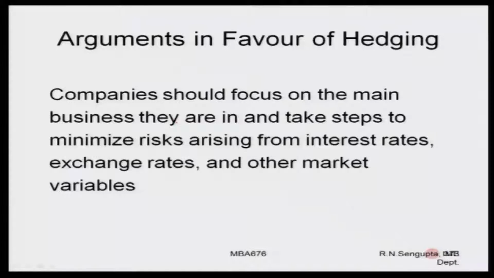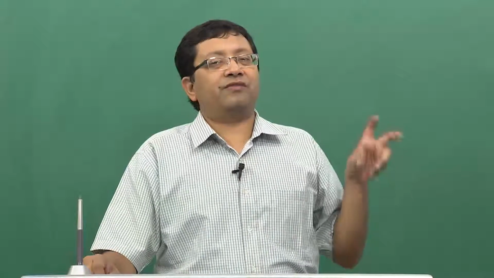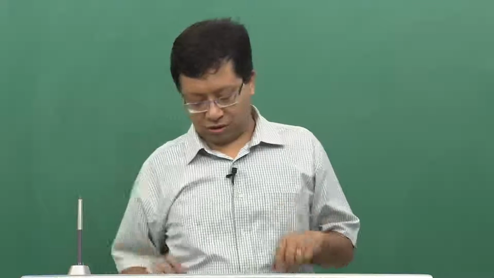So, arguments in favor of hedging. Companies should focus mainly on their business and take steps to minimize risk depending on the type of contracts they buy. Their main concern is not the contract, their main concern is the business, and they use the concept of derivatives in order to minimize their overall loss.